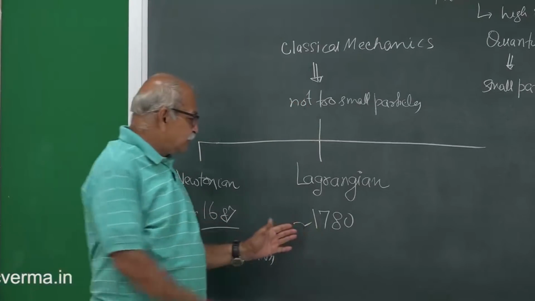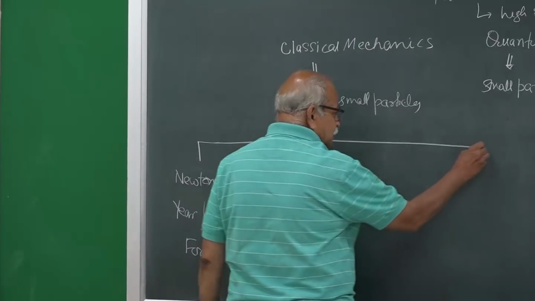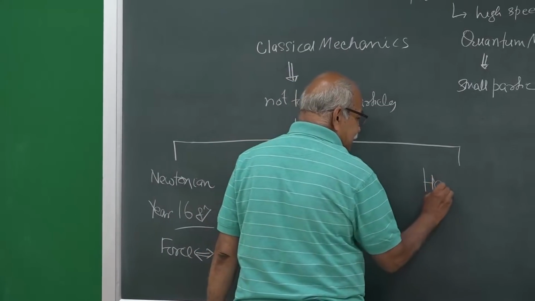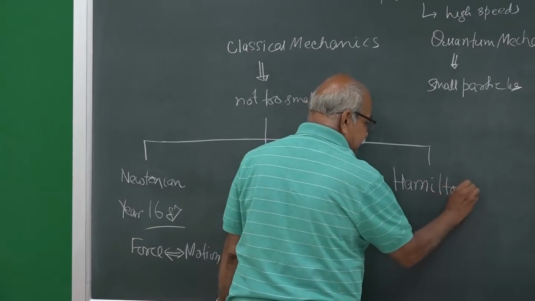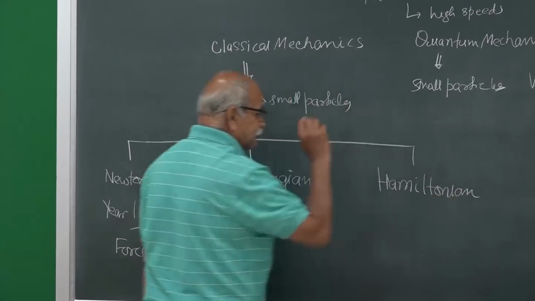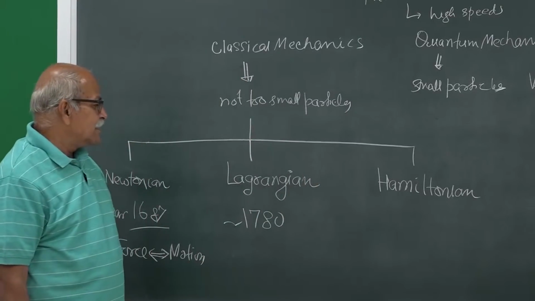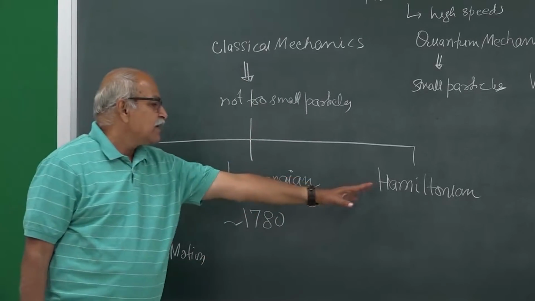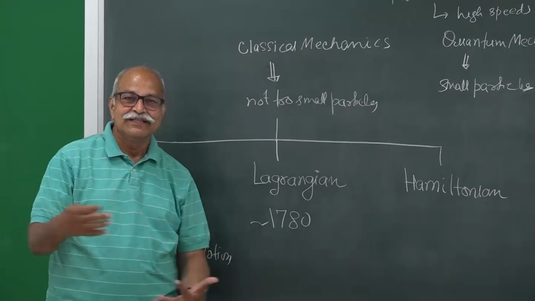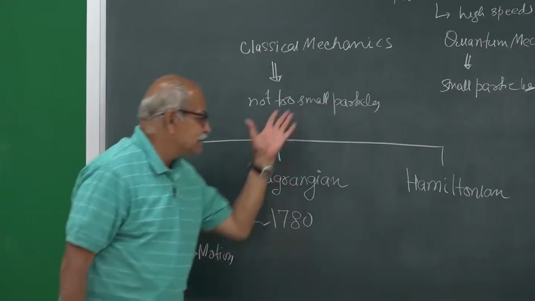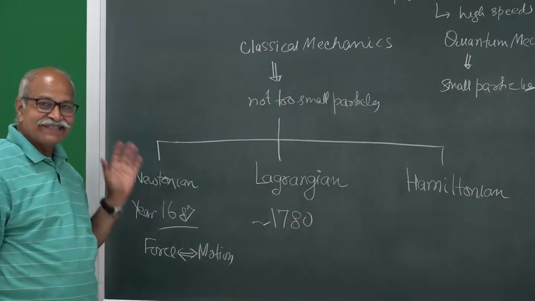And something around 50 years from here, you have another one, which is Hamilton. This scientist is Hamilton, and the mechanics which he developed is Hamiltonian mechanics. These are all equivalent, but the formulations are very, very different, and you have advantages in this one, you have advantages in that one, you have some advantages in this one.